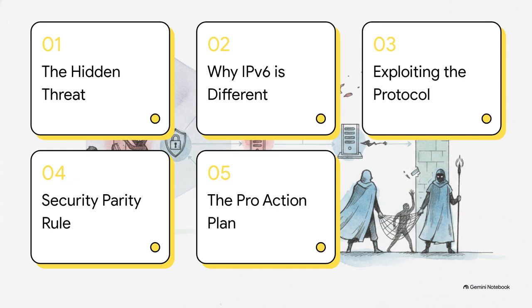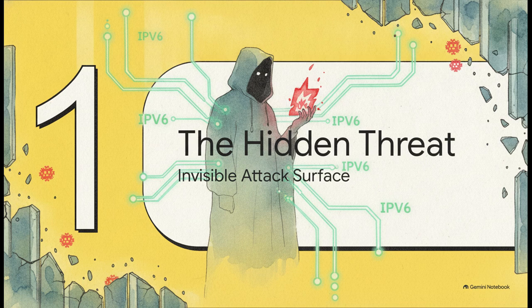Here is our roadmap for the professional briefing today. We'll hit 1. The hidden threat, 2. Why IPv6 is different, 3. Exploiting the protocol, 4. The security parity rule, and we'll wrap up with 5. The pro action plan. Let's jump right into Section 1, the hidden threat, the invisible attack surface.